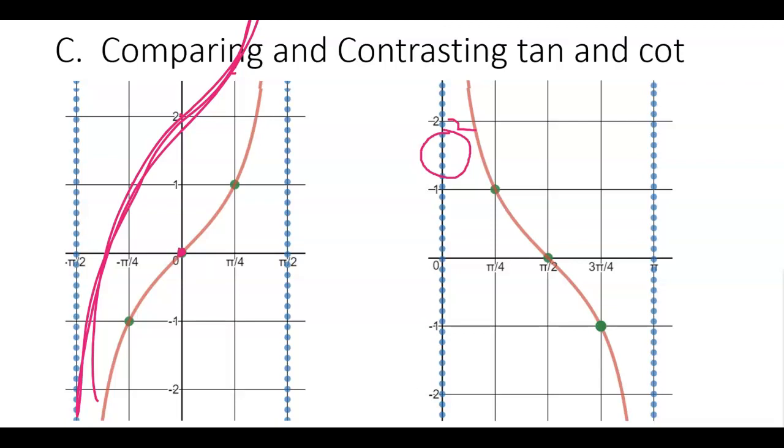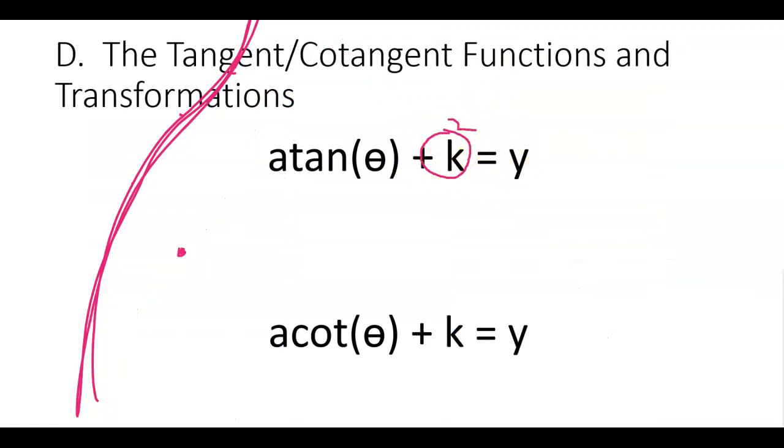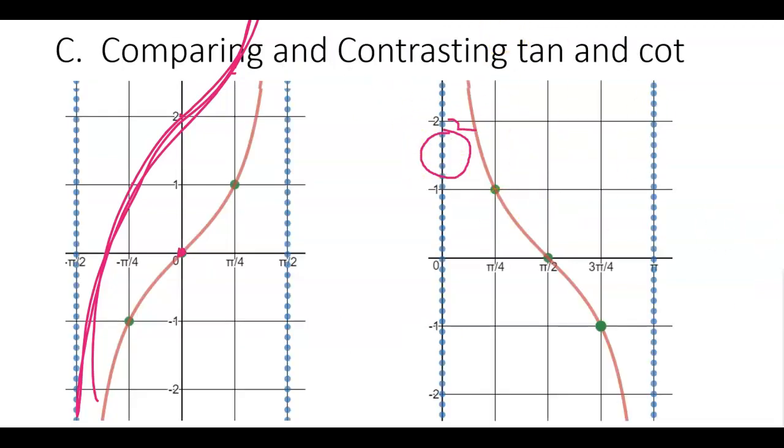So here's what I want you guys to think of from now on. That plus k value right here, basically what that's going to tell you is how high your middle point is to start at. Usually it's at 0, but whatever k is, that's where you'll start. So if k is 2, then you start at 2. If k is negative 2, then you start at negative 2.